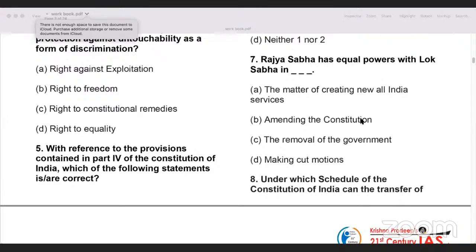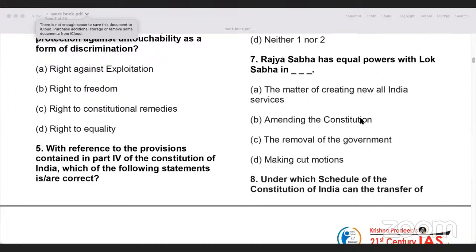When you read Laxmikanth, there is a comparative analysis between Lok Sabha and Rajya Sabha. In what areas the Lok Sabha has superior powers, in what areas Rajya Sabha has special powers compared to its counterpart, and in what areas the Lok Sabha and Rajya Sabha have equal powers. Very clearly, in a tabulated format, this comparison is given between the Lok Sabha and the Rajya Sabha. Based on that comparison, this question is given.